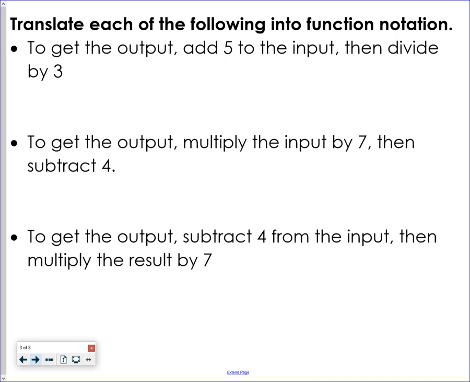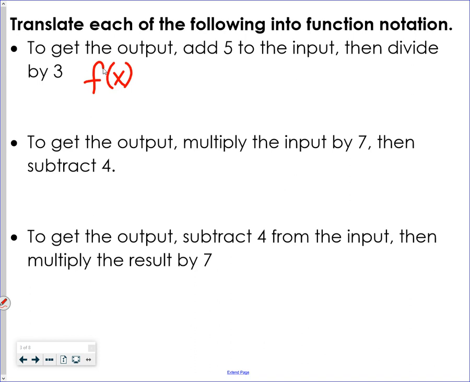Then we should be able to take things that are written in words and be able to write them into function notation. So to get the output, add 5 to the input, and then divide by 3. So again, we're writing these in function notation. So function notation would look something like this. You don't have to use F for your function. You can use a different letter if you'd like.